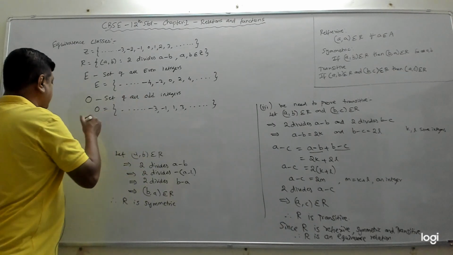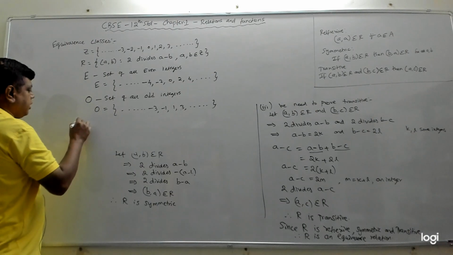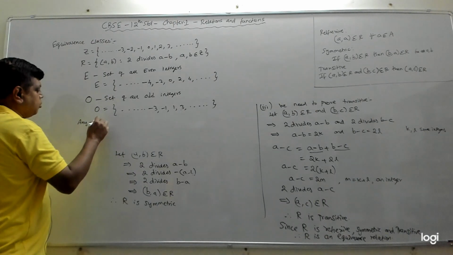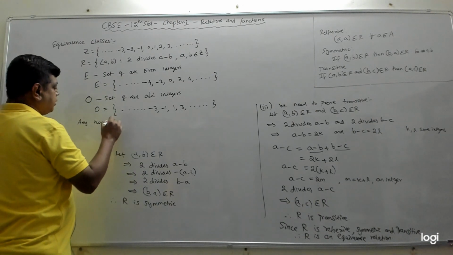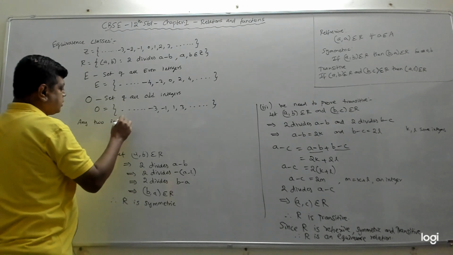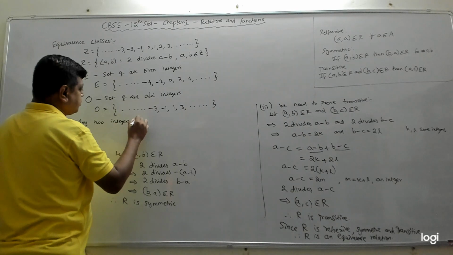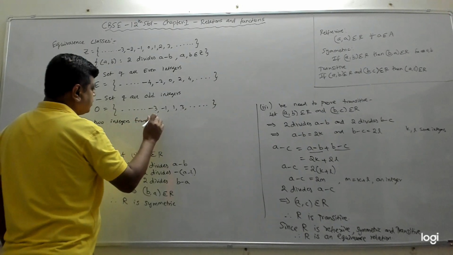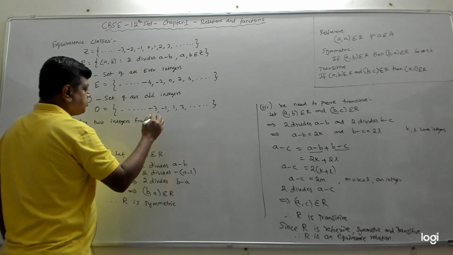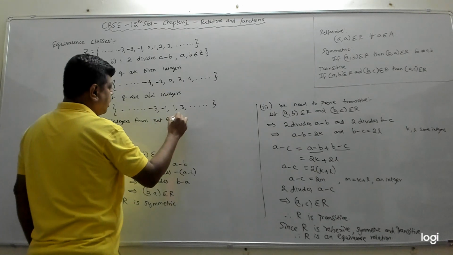So any two integers that we take from set E are related.